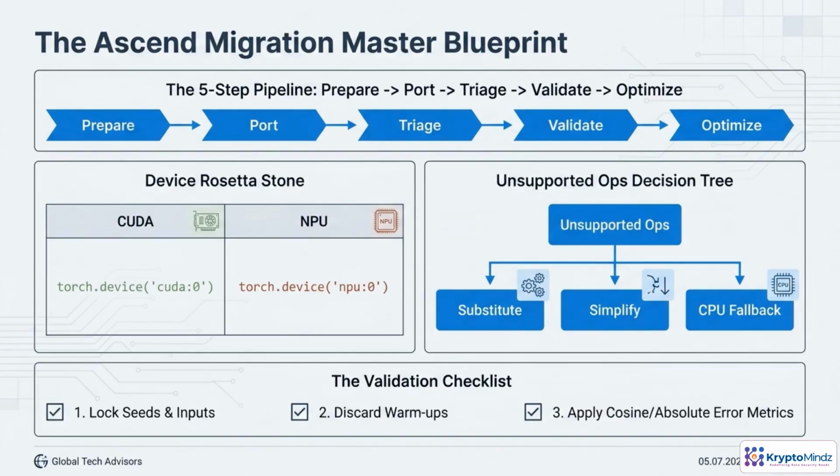Migrating from CUDA to Ascend is easiest when you follow a consistent pipeline. First, prepare. Clean up the code, centralize device placement, and make randomness reproducible. Then port: swap CUDA device calls for NPU equivalents, and run the model end-to-end. Next comes triage. When something breaks, assume it's either an unsupported op or a shape or precision mismatch. For unsupported ops, try a drop-in substitute, simplify the pattern, or fall back to CPU. Finally, validate numerically, then optimize for speed.